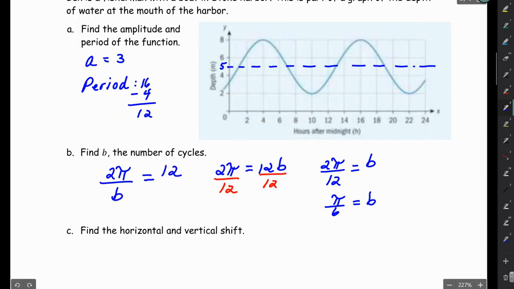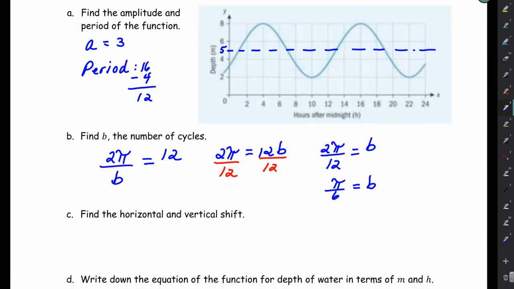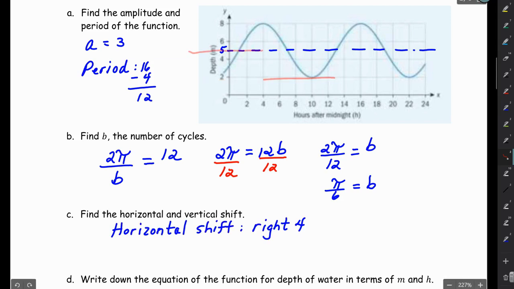It says find the vertical and horizontal shift. All right. Well, our cosine graph is starting. First place we can really see it starting is right here at 4. So we know that there's a horizontal shift right 4. And the center of our graph, which is going to be our vertical translation, is at 5. So we have a vertical shift up 5.